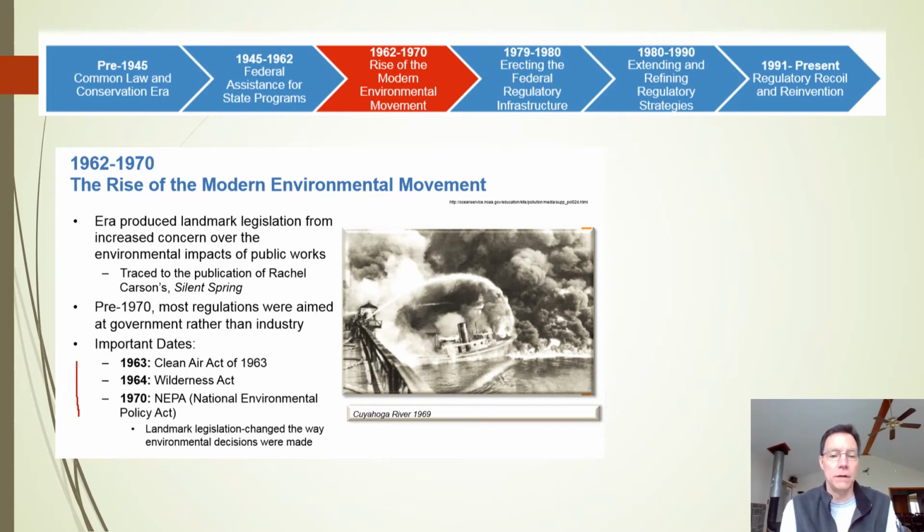NEPA, the National Environmental Policy Act, is a big long law, but all it really said is that the federal government must consider the environment in any of its actions. Doesn't mean it has to do anything, it just has to consider the environment. But this is the first time we had any sort of law that said the federal government had to consider the environment in its actions.